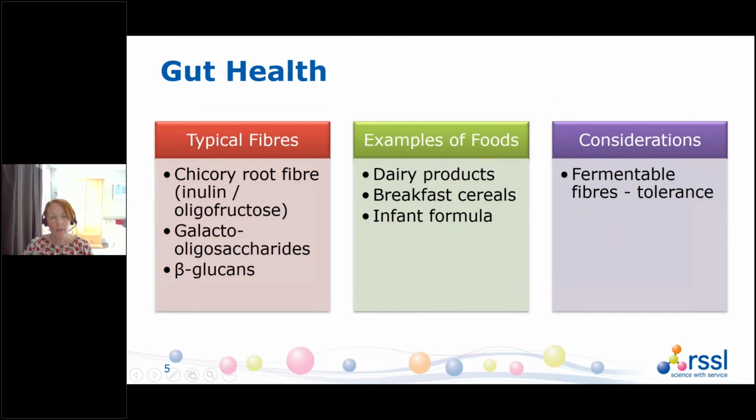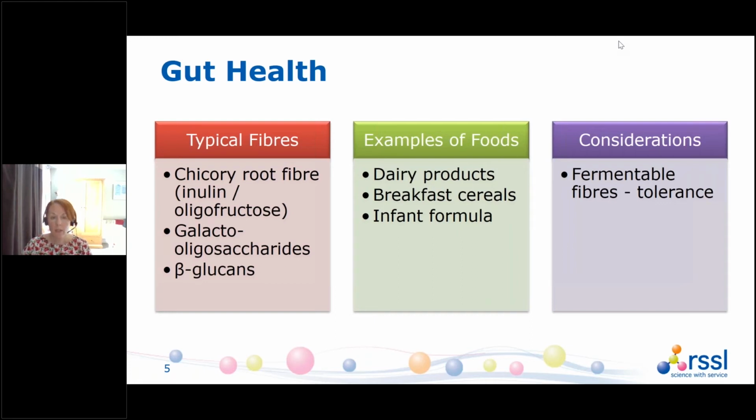Moving on to gut health, this is fairly closely linked with fortification, but the types of fibres you use here tend to be the prebiotic soluble fibres. So things like inulin, galacto-oligosaccharides, and beta-glucans. There's a natural fit between prebiotic fibres and fermented dairy products due to the probiotic bacteria used in these products. So we often see those used in combination.